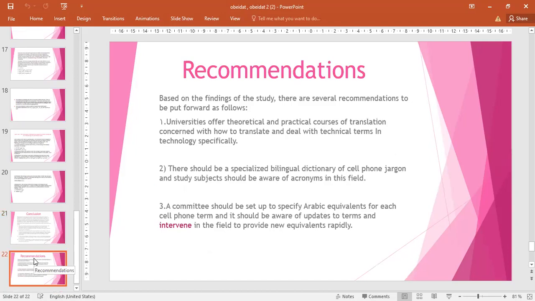Recommendations. Based on the findings of the study, there are several recommendations to be put forward as follows. Universities should offer theoretical and practical courses of translation concerned with how to translate and deal with technical terms in technology specifically. There should be a specialized bilingual dictionary of cell phone jargon, and the study subjects should be aware of acronyms in this field. A committee should be set up to specify an Arabic equivalent for each cell phone term, and it should be aware of updates to terms and inventions in the field to provide new equivalents rapidly.